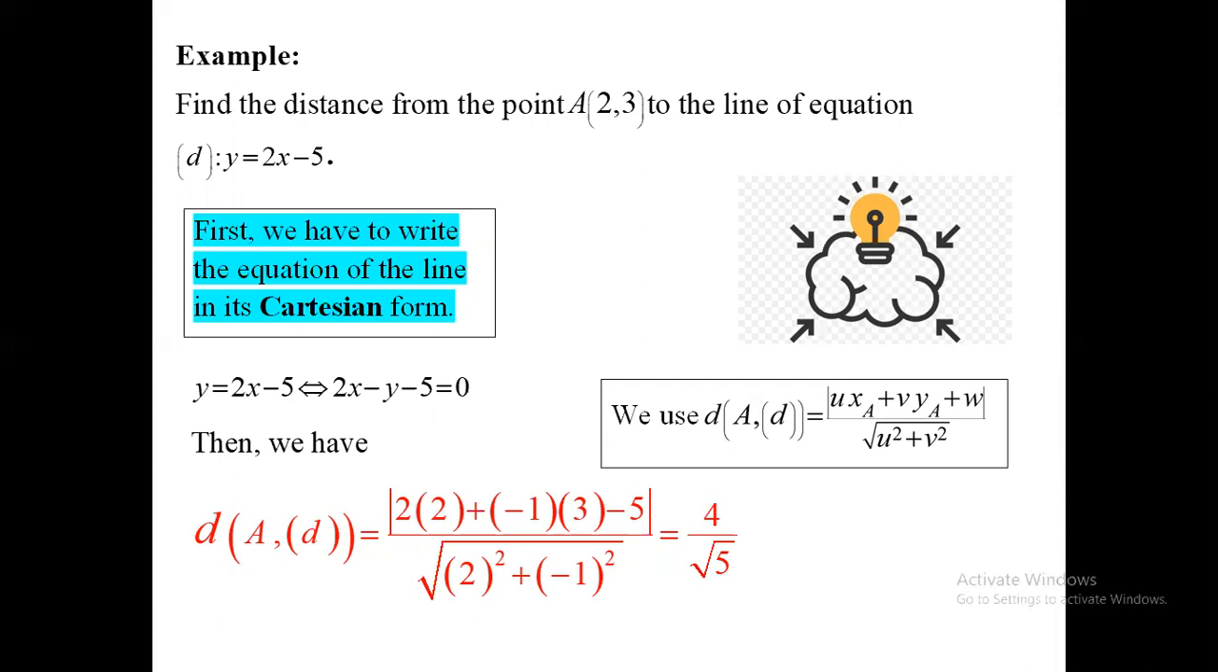Don't forget, here minus 1 is v, the coefficient of y in the equation of the line, times the 3, which is y of A, minus 5, which is w of the line, over the radical of u squared plus v squared. Here u and v are the coefficients of x and y in the equation of the line respectively, and these are 2 squared and minus 1 all squared. So the distance is 4 over radical 5. You can rationalize your answer by multiplying by radical 5 up and down, or you can keep it like this.